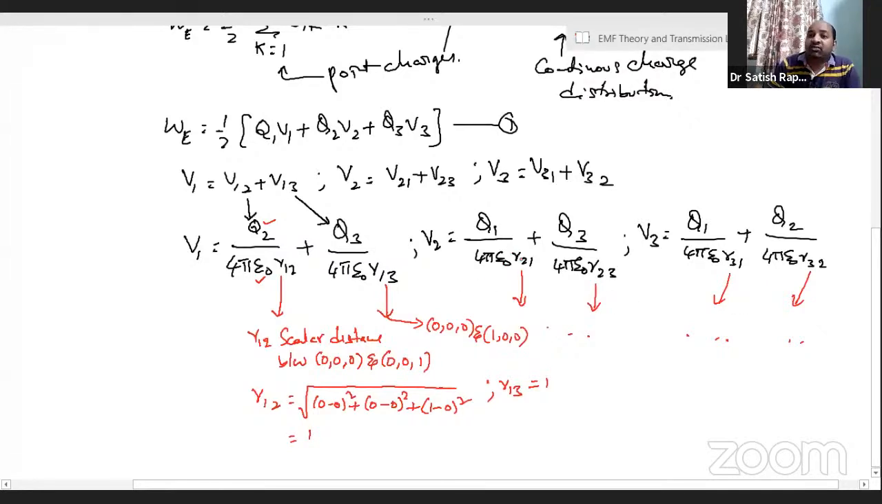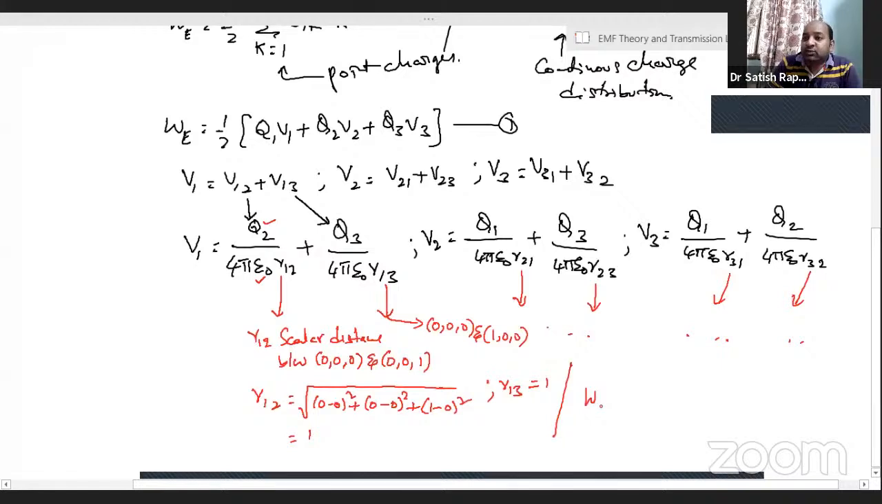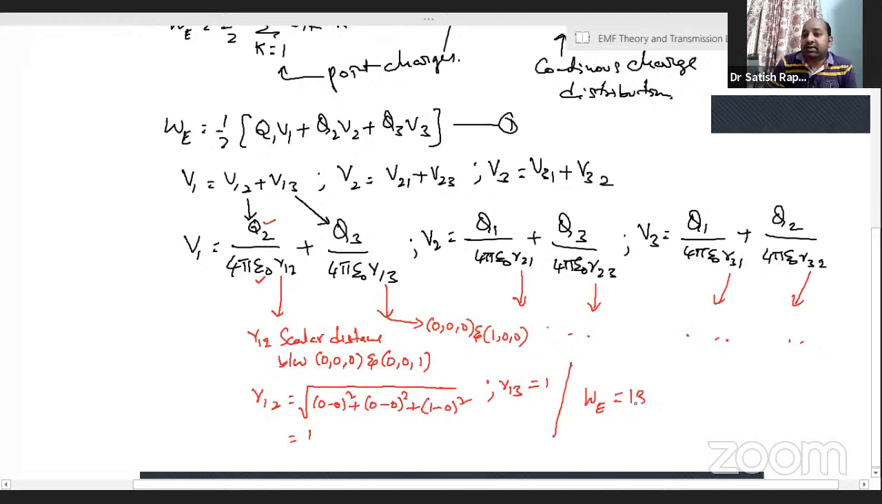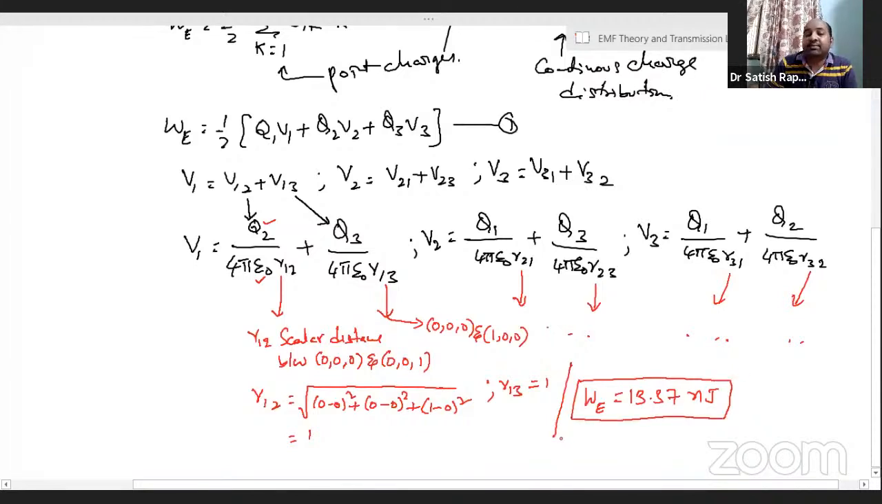And from equation 1, if you calculate the energy by substituting all the values, you will get 13.37 nanojoules. So this is the answer you should get. If you substitute, simplify and calculate, you will get 13.37 nanojoules. So this is how we can do the problem.